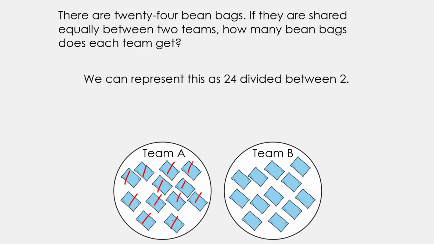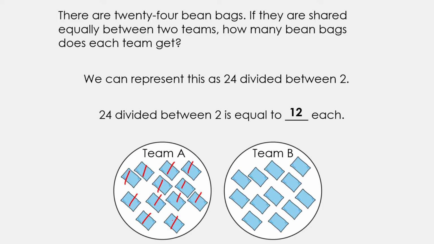So we can represent this as 24 divided between 2. 24 is all of the beanbags shared out equally between two groups. Divided between means shared out. So what's our answer? 24 divided between 2 is equal to how many each? 12 each. Does that make sense? So thinking about a better method, a quicker one, a more reliable one. Any thoughts?